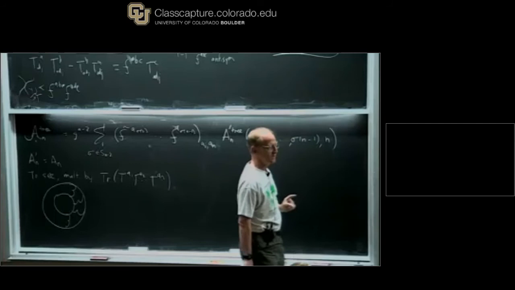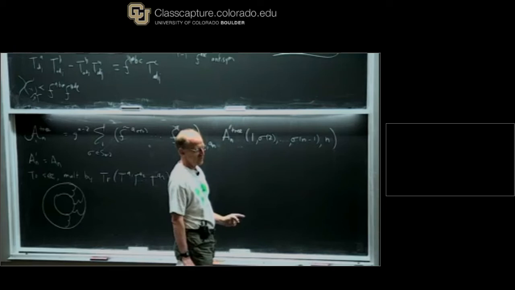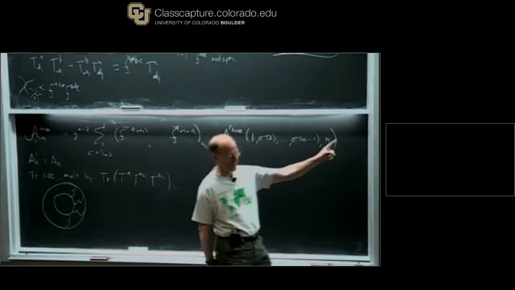Well, these depend on momenta, but for the moment, I just wrote down a generic function called A_N prime tree. But now I want to tell you that A_N prime tree is the same as the coefficients I had before. But how would a purely color argument do that? I'll show you.